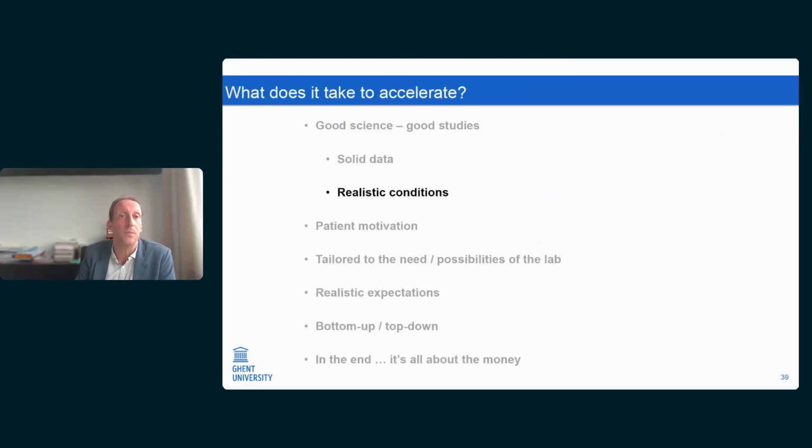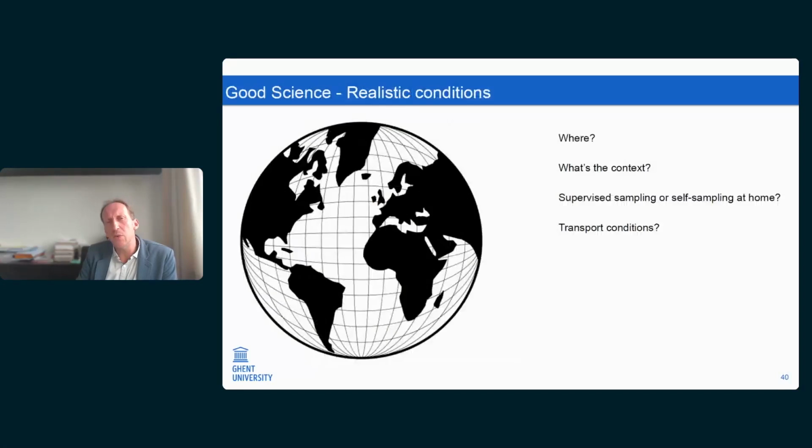So good science and good studies is essential. Also, we need to perform our studies under realistic conditions. In other words, something may work in the lab, but that may not be the reality in which the study will be conducted or in which the application will be conducted.